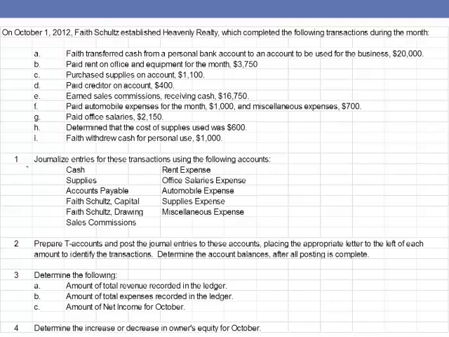We're asked to journalize these entries using the following accounts. So this is a chart of accounts. We're going to use this when we're determining that first question, which accounts. We're going to pick from this list. Then it asks us to prepare T accounts and post the journal entries to these accounts. So we'll do that after we do the journal entries. And there are some other questions at the bottom that we'll address after we have some data to look at.